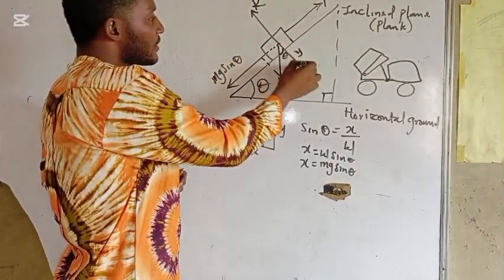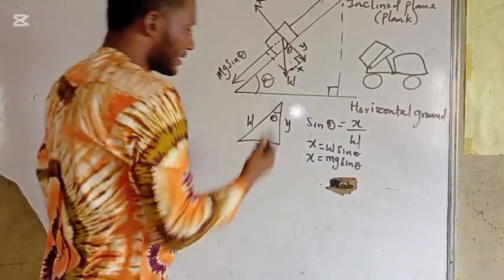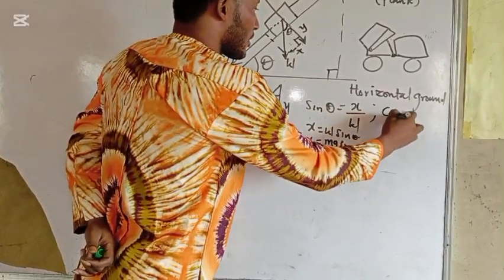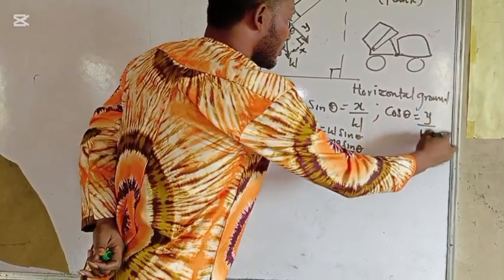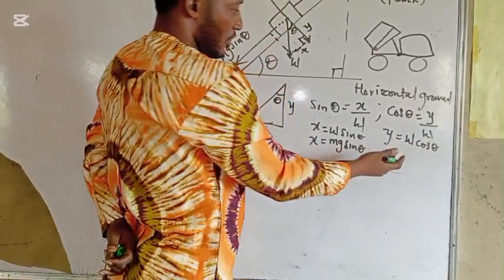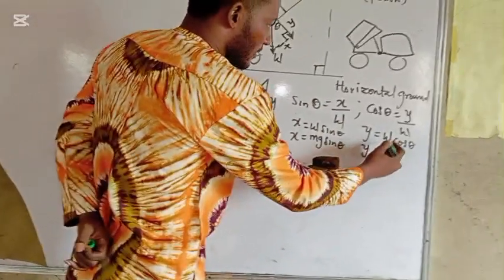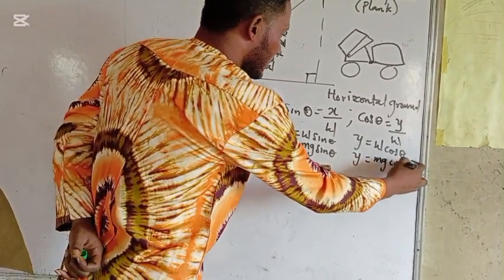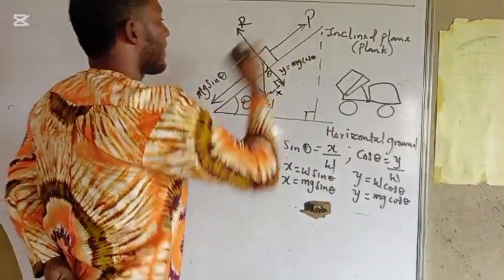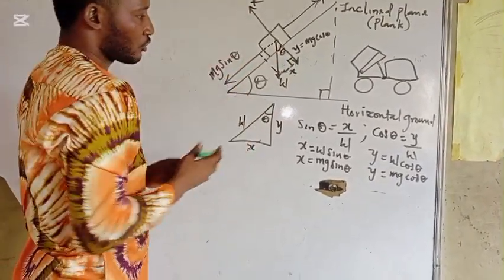Now, we need to obtain this force, which is vertically opposite the normal reaction, and that is y in this case. Now, considering this will be the adjacent, we are going to have cos theta equal to y over w. If you cross multiply, we have y equal to w cos theta. We know that w is the product of mass times acceleration due to gravity, and that means y will be equal to mg cos theta. So that means here we are going to have mg cos theta. So I will establish this illustration we have on the board.